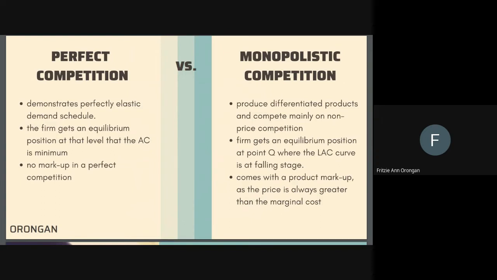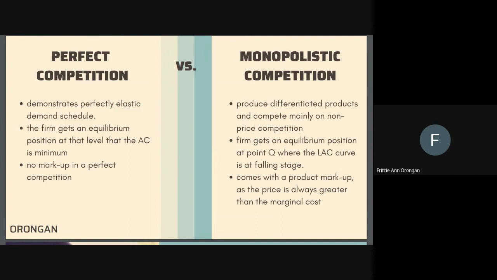So, perfect competition versus monopolistic competition. The firms in perfect competition face a perfectly elastic demand schedule, whereas in monopolistic competition, the firms produce differentiated products and compete mainly on non-price competition. The demand curves of individual companies in monopolistic competition are downward sloping. Next, the firm in perfect competition gets an equilibrium position at the level where the AC is minimum, while in monopolistic competition, the firm gets an equilibrium position at point Q where the LAC curve is at a falling stage.